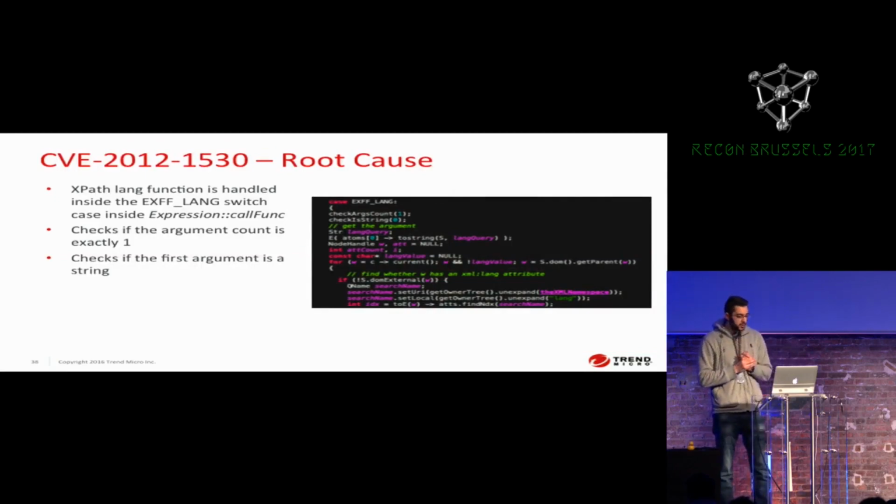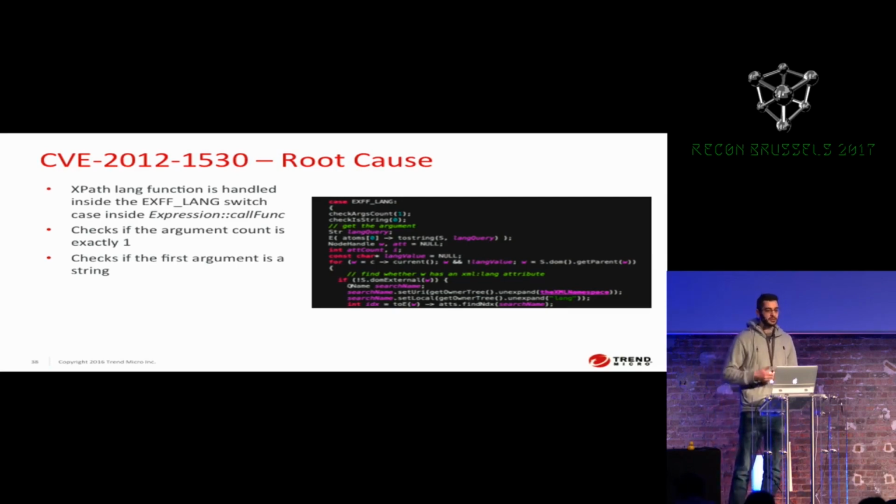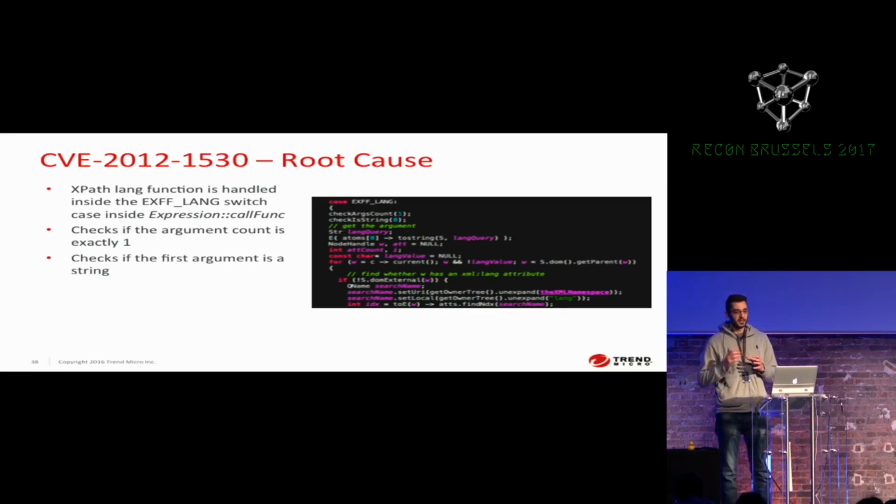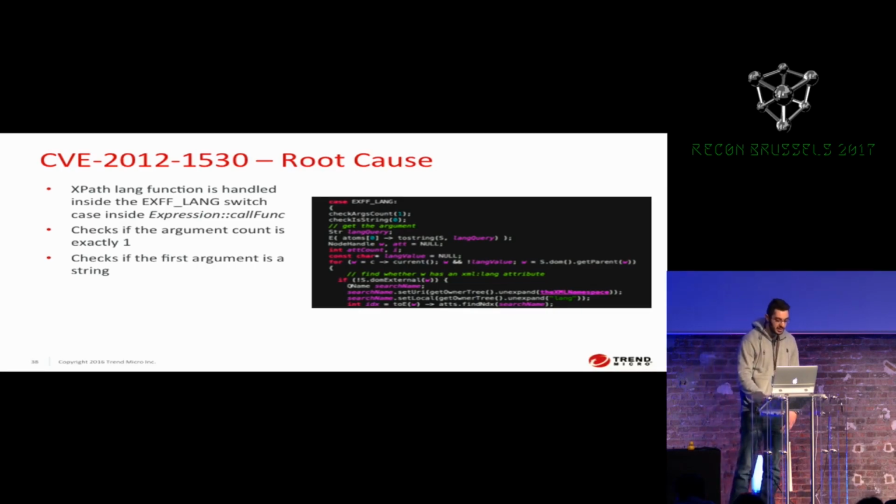All right, so the root cause of this bug is in an XPath function called lang. The way lang works, first of all, it checks the number of arguments that are being passed to it. It checks the type of the argument. In case lang is being executed against a node set, it tries to convert nodes to elements, and that's done inside a macro called 2e.